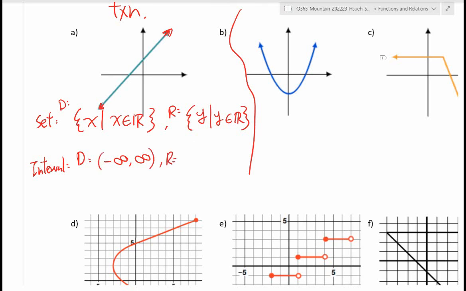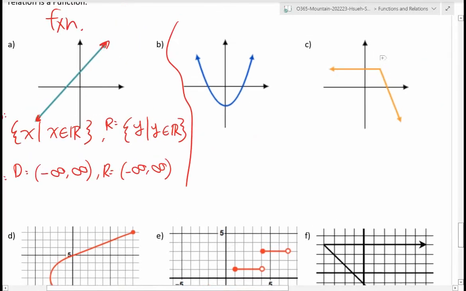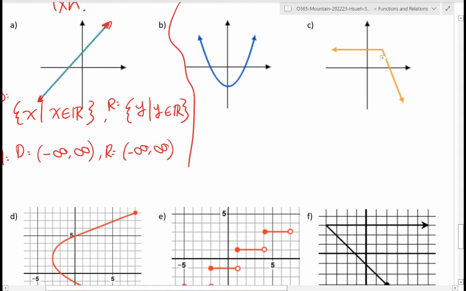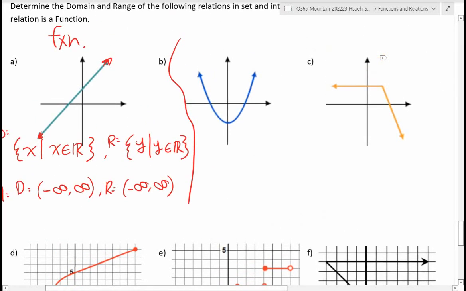For the range, similar. It keeps going down, keeps going up. There's no ending to it. So the range is going to be from negative infinity to positive infinity. Let me show you two more, and then I'll let you try the rest. This is also a function. You can see that no matter how you draw vertical lines, they will all just go through the graph once.